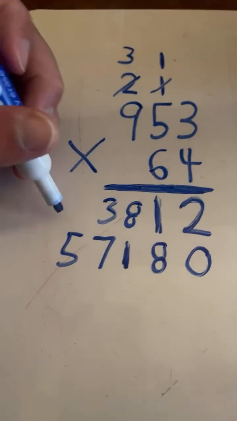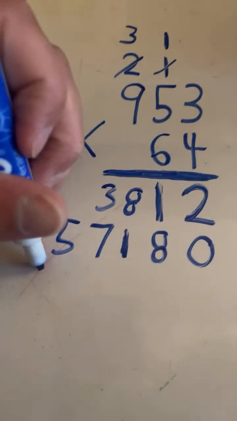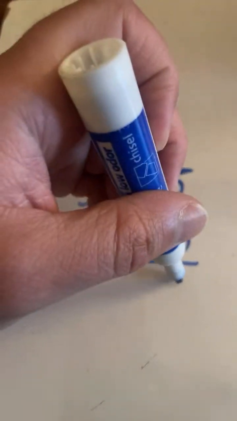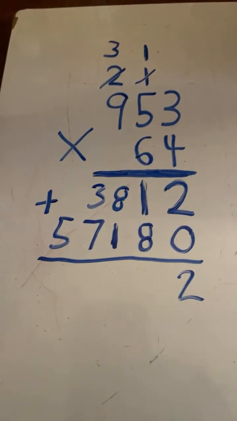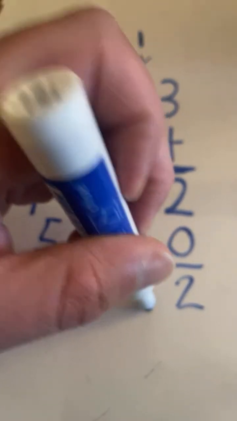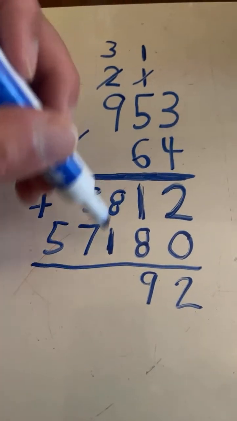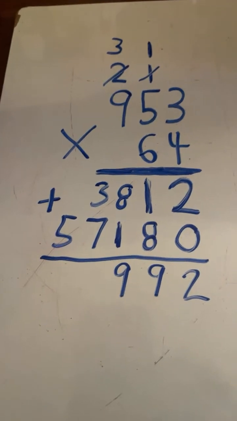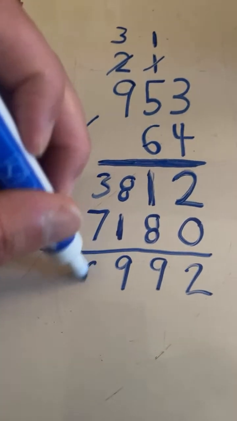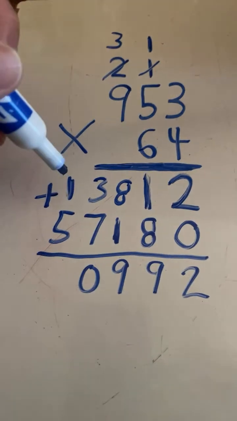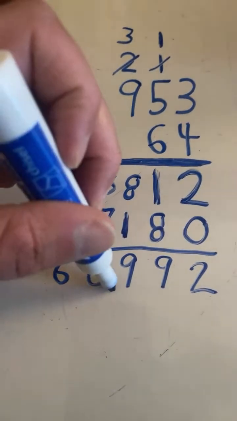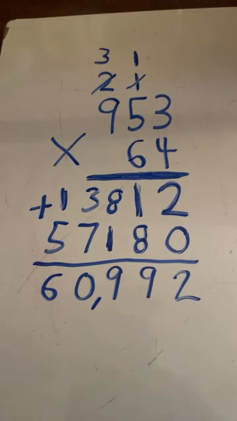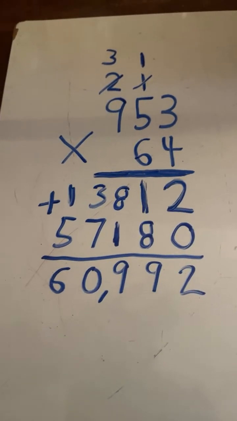Now, to get our final answer, we have to add these two numbers together. So 2 plus 0 equals 2. 1 plus 8 equals 9. 8 plus 1 also equals 9. 3 plus 7 equals 10. 0, carry the 1. 1 plus 5 equals 6, and we have our final answer. 953 times 64 equals 60,992.